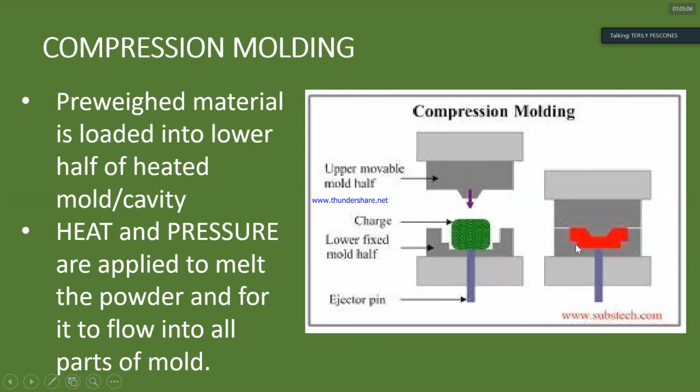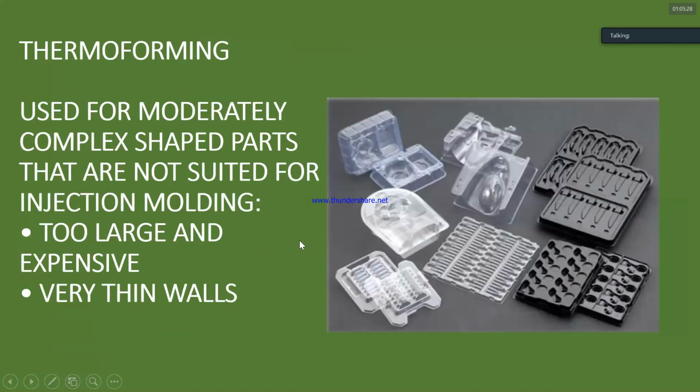So, kung ibang material naman, then you can utilize another process. So, pre-weighed material, meron tayo dito ngayon, heat and pressure applied to melt the powder and for it to flow into a parts of molding. Ito siya. Okay, so, upper movable hub, tapos, ejector pin. Sana kung mapuntahan natin yung mga ano, no?